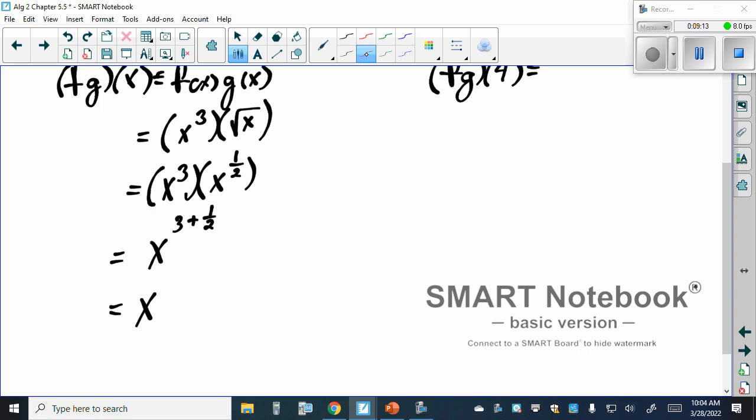So we're doing 3 plus 1/2. Well, to get the denominators to be the same, we need them both to be 2, so 6/2 plus 1/2, which gives us 7/2. So this is our f times g of x.